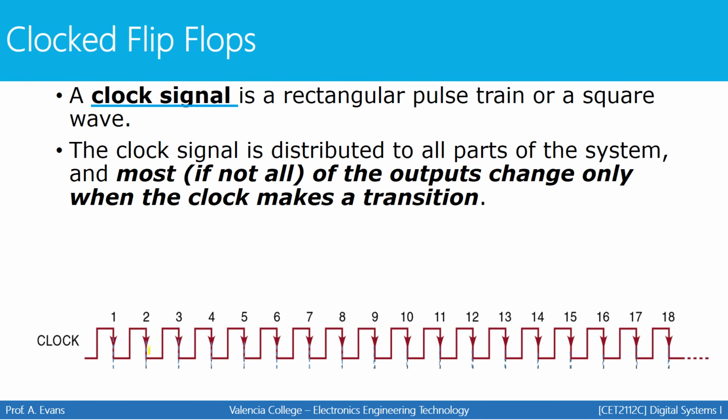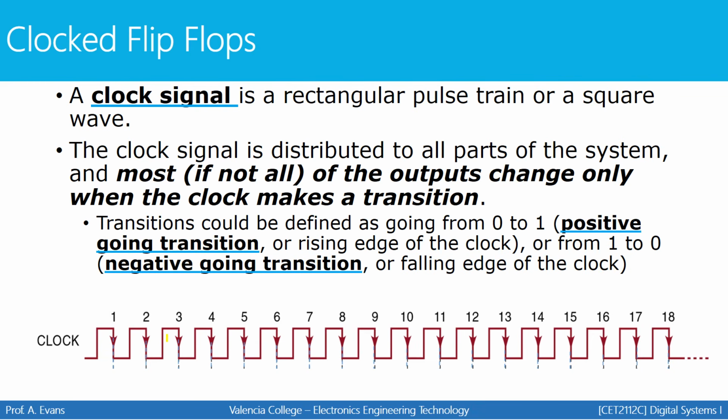And when we say transition, we're talking about a transition from high to low or a transition from low to high. So, like I just said, transitions can be defined as going from 0 to 1. That's called a positive going transition. So when the clock signal goes from 0 to 1, that's called a positive transition. We also call that the rising edge of the clock. A transition can also be from 1 to 0, which is a negative transition. And in this picture, the negative transitions all have arrows pointing down. That's called the falling edge of the clock.